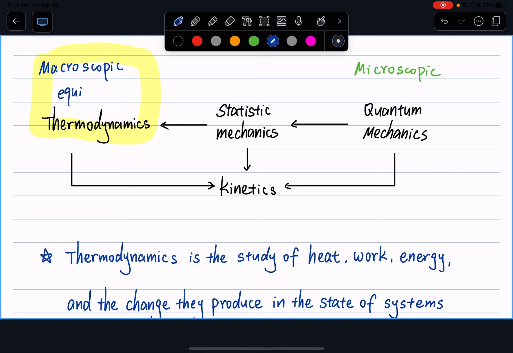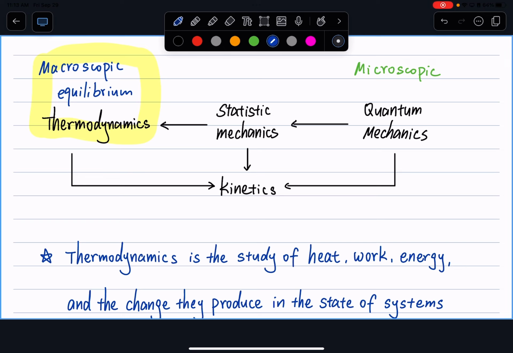And in detail, eventually, the one question we want to answer is how do we use thermodynamics to predict the movement of equilibrium, whether it's an equilibrium between different phases or an equilibrium for a chemical reaction.